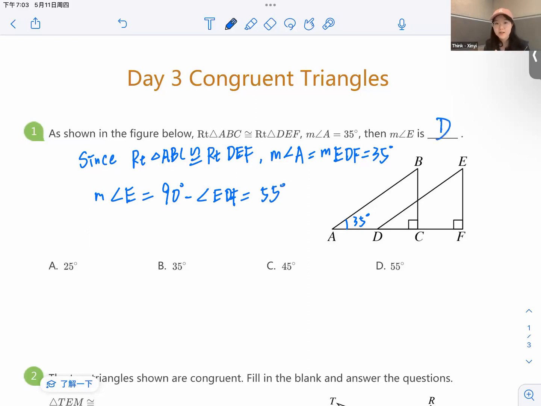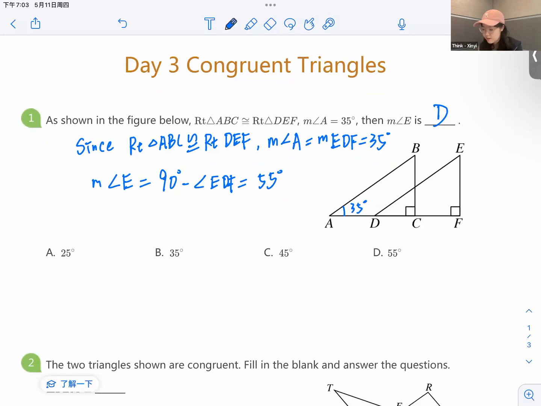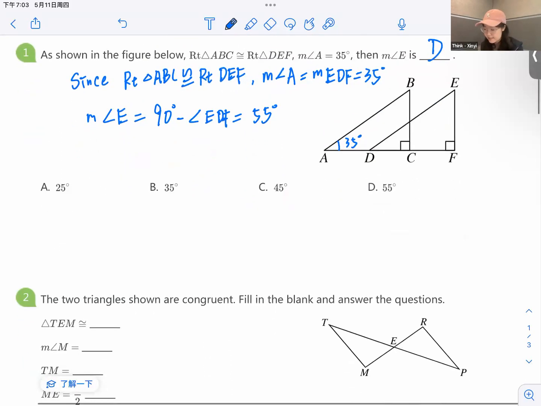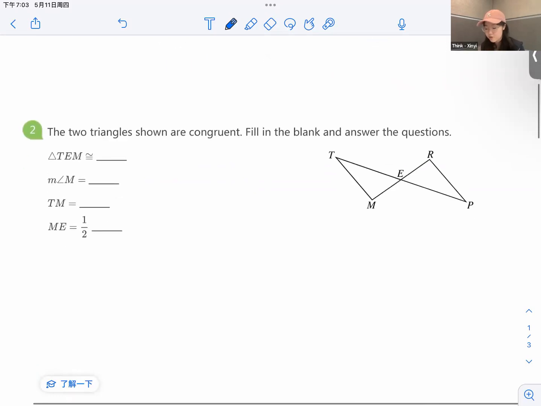Okay, this one is relatively easy, and people are still coming. Yeah, thank you, Ison, for answering in the chat box. Okay. So this is how we use congruent triangles. And let's see another question.